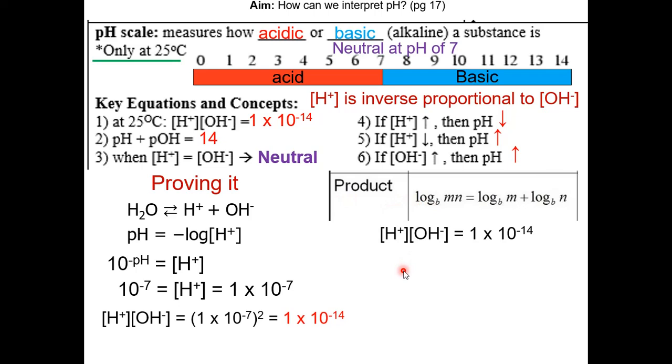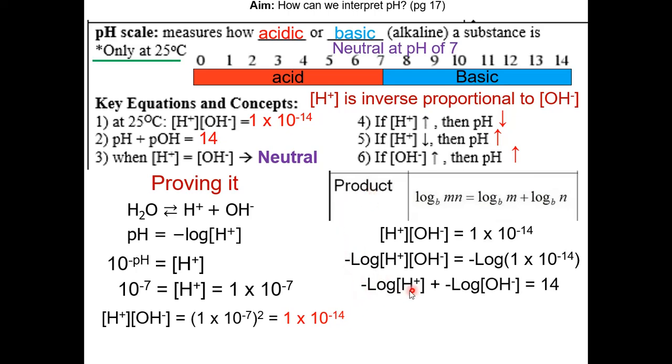To prove equation number 2, you have to use one of the properties of logarithms. So we know from the first equation, the product of the hydrogen and hydroxide ion concentration is 1 times 10 to the negative 14. Then we take the negative log of both sides. Using the property of the log, we can convert this to negative log of hydrogen ion concentration plus the negative log of hydroxide ion concentration. The negative log of 10 to the minus 14 is 14. We know that negative log of H plus is pH and negative log of hydroxide is pOH. So pH plus pOH is equal to 14.